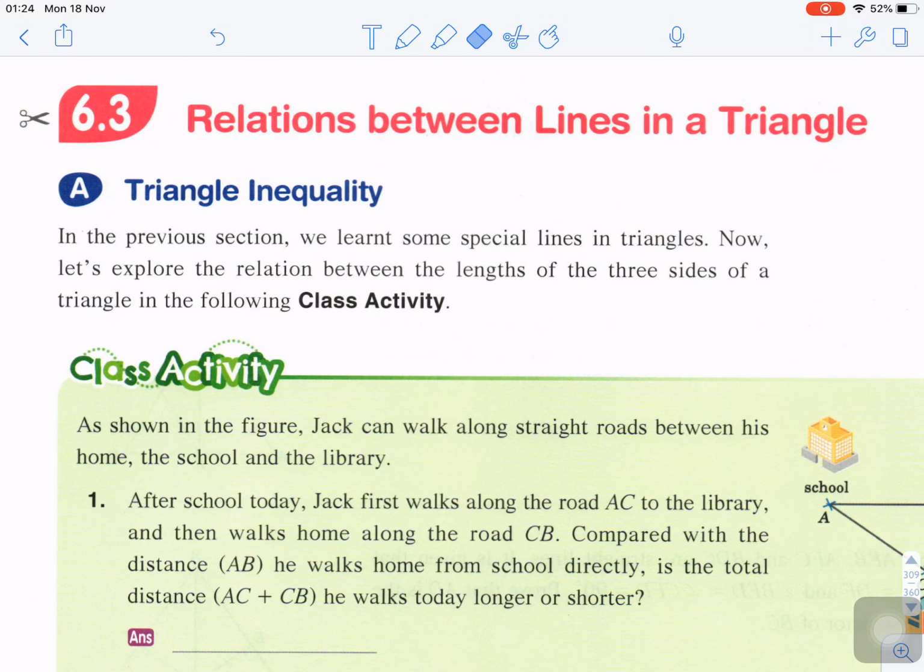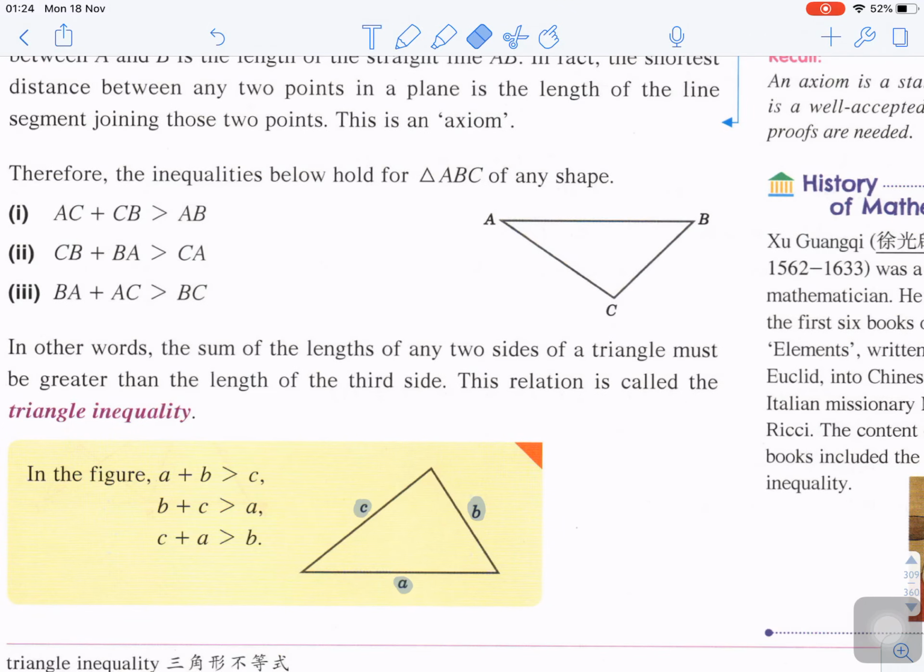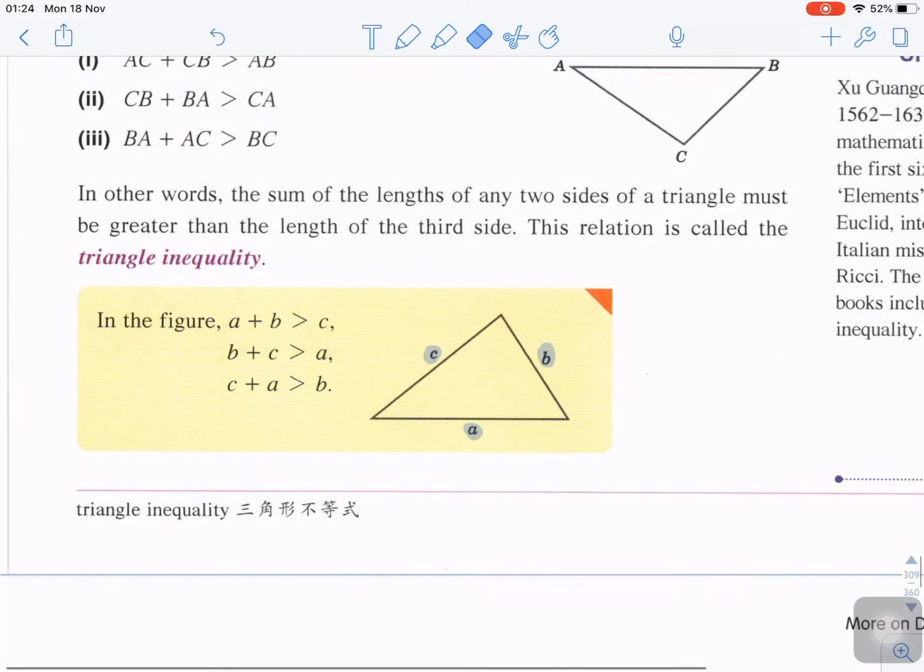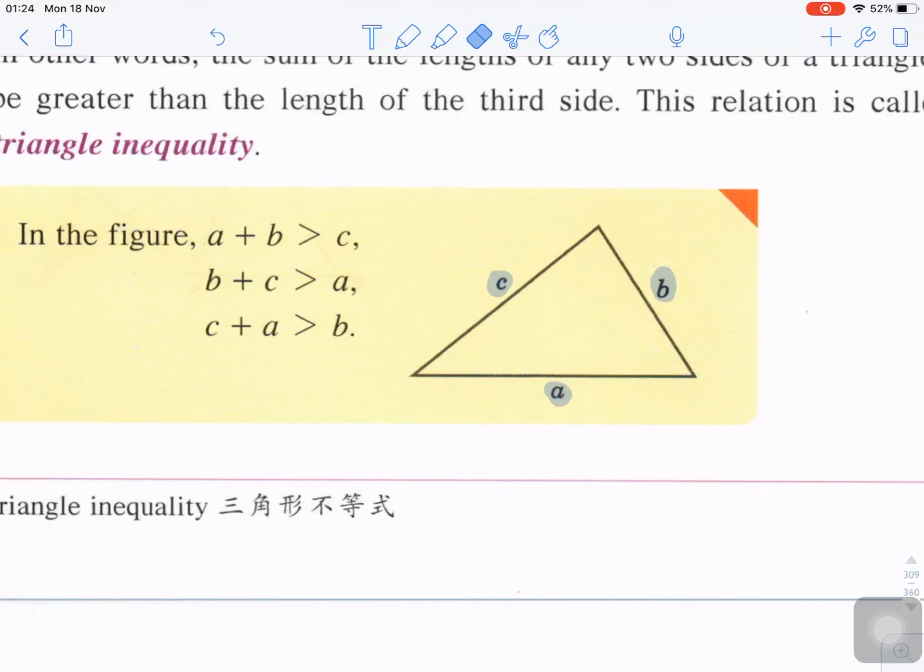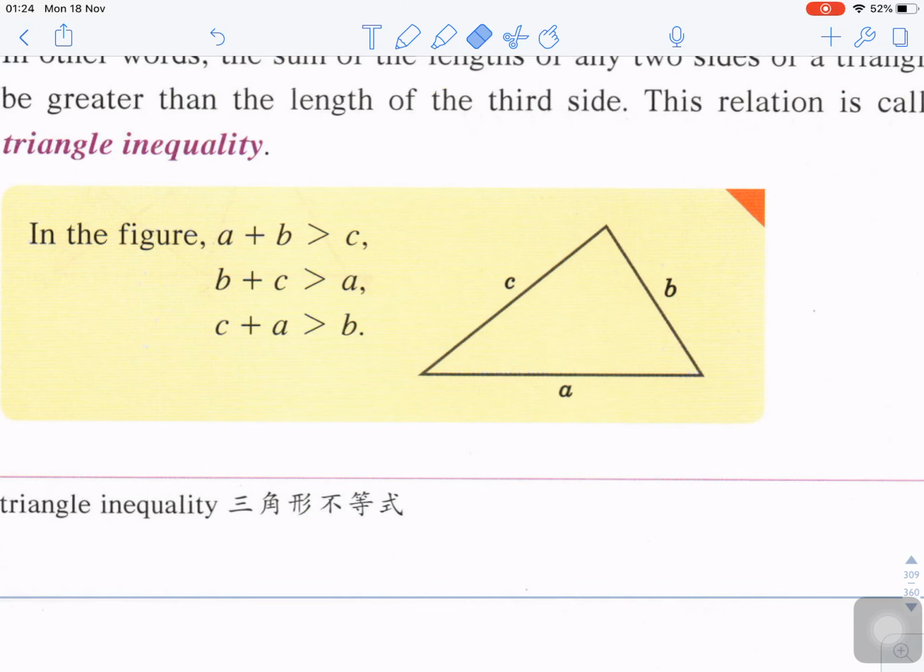Hi all, we're going to talk about the triangle inequality. Assume that the three sides of a triangle are A, B, C respectively. The inequalities we have are: A plus B is larger than C, B plus C is larger than A, C plus A is larger than B, if the triangle can be formed.